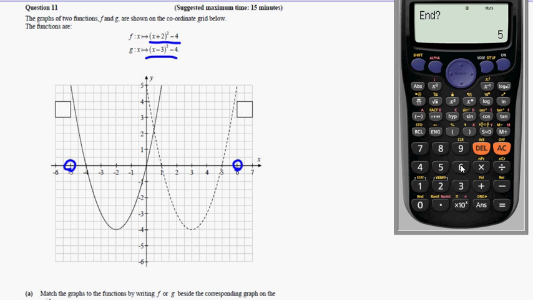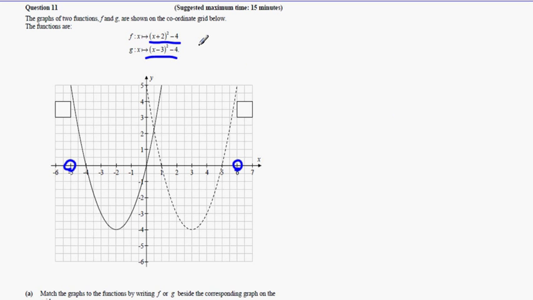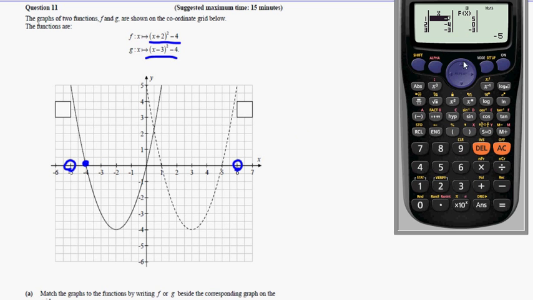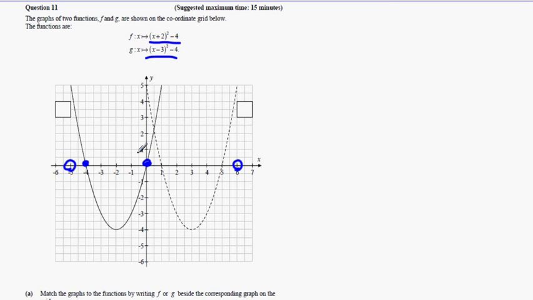And this is the f function. Now I'm going to look at my points. Minus 4, 0 is here. And then keep going along. Minus 3, 3 down here. And then we have 0, 0, which is here. So this makes this one, by logic, f, and by process of elimination the other one is g.